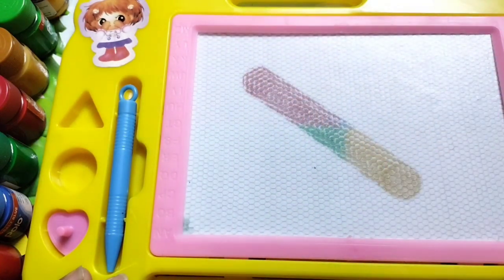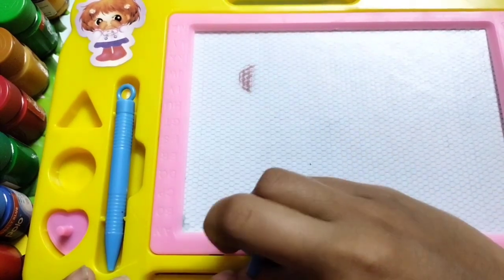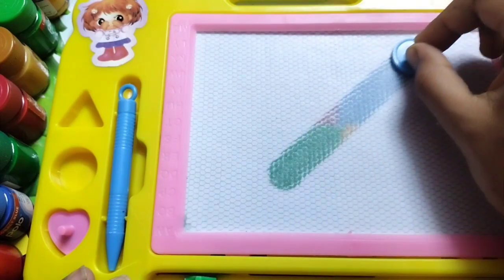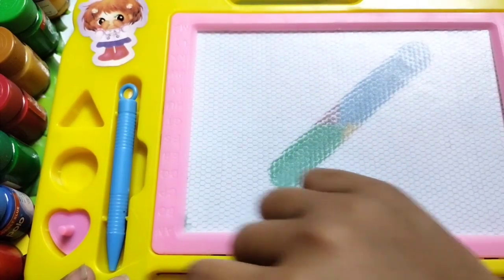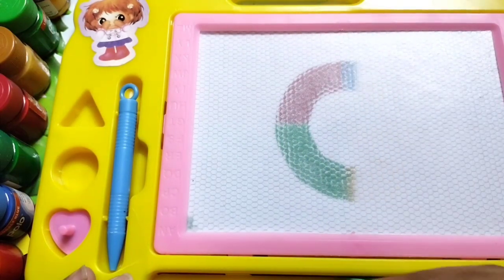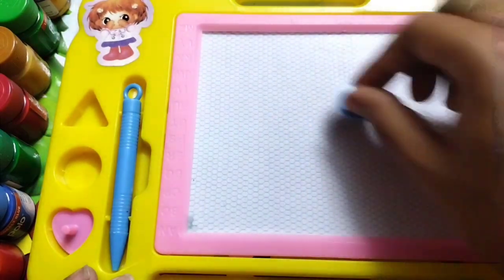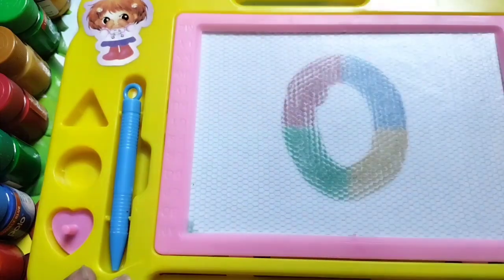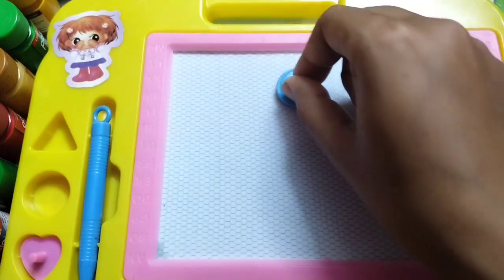This is a slanting line. This is a left side slanting line. This is a right side slanting line. This is a curve. And this is a circle. So let's write ABC.